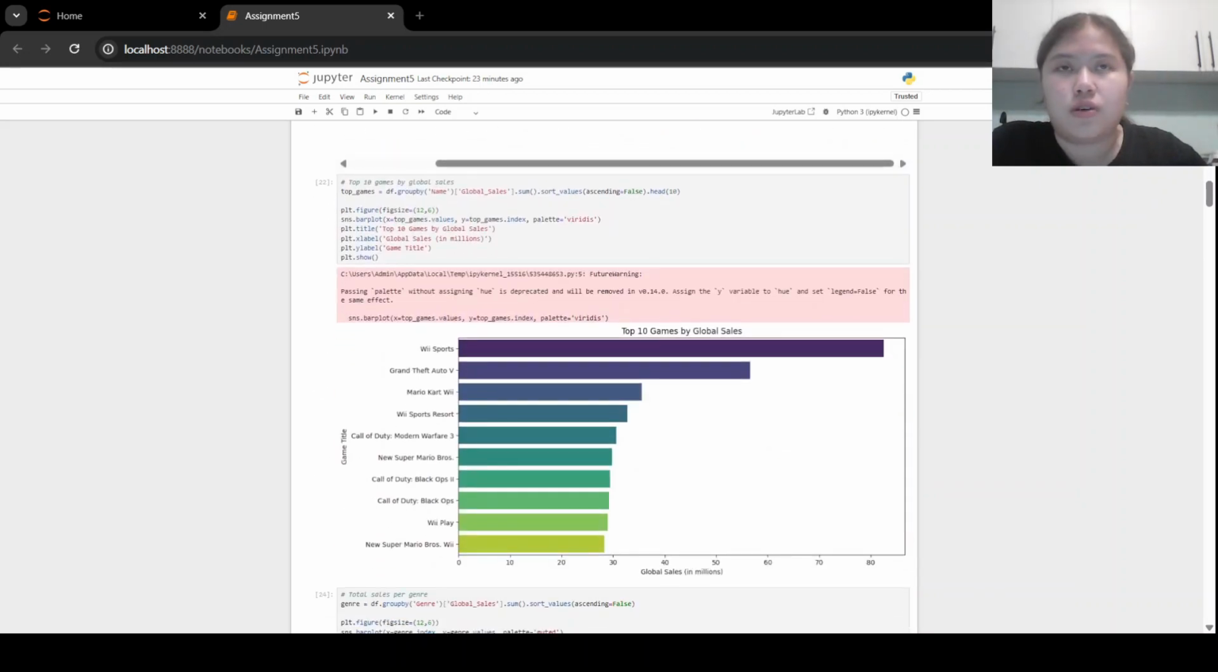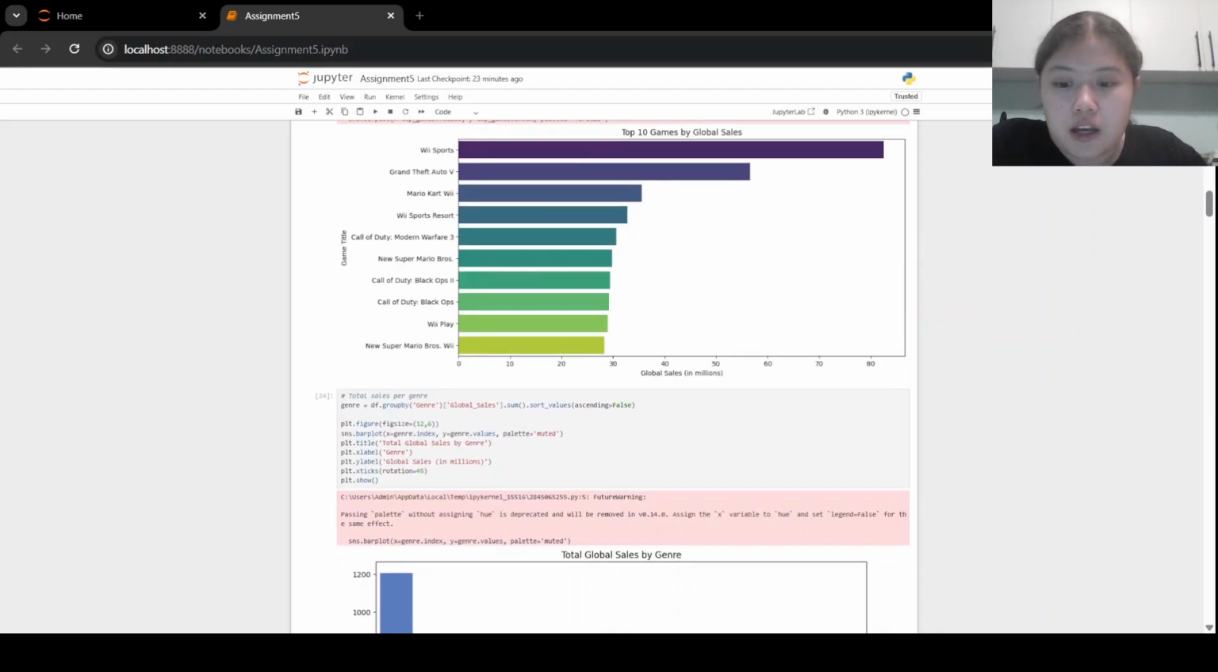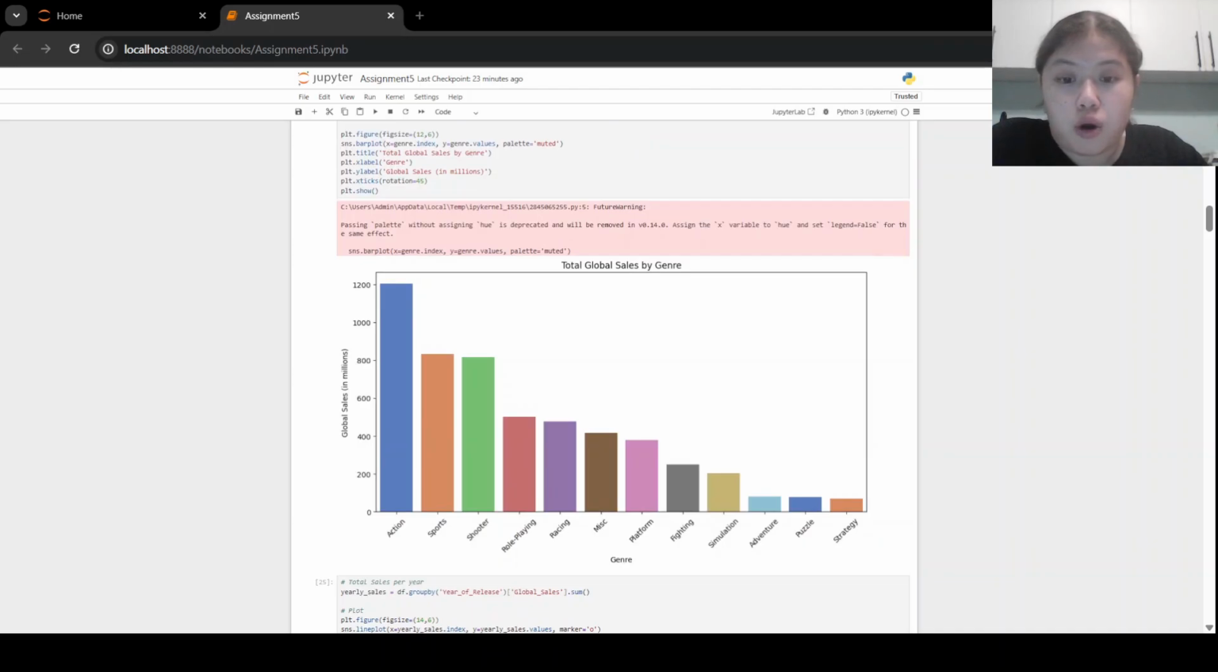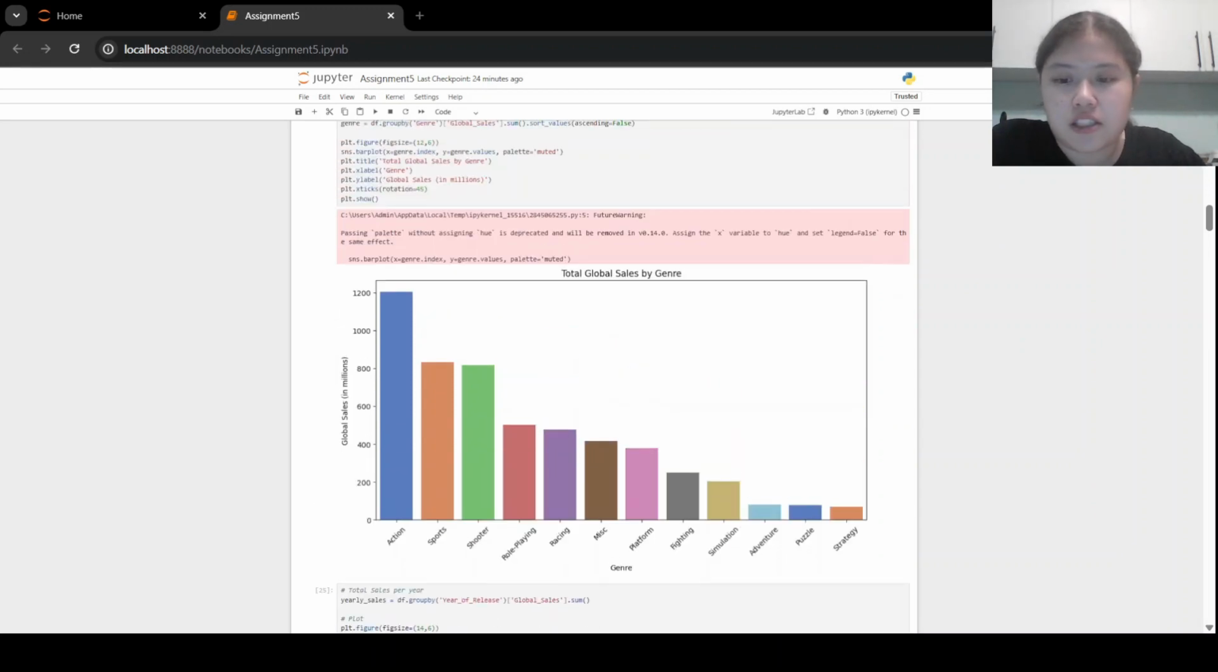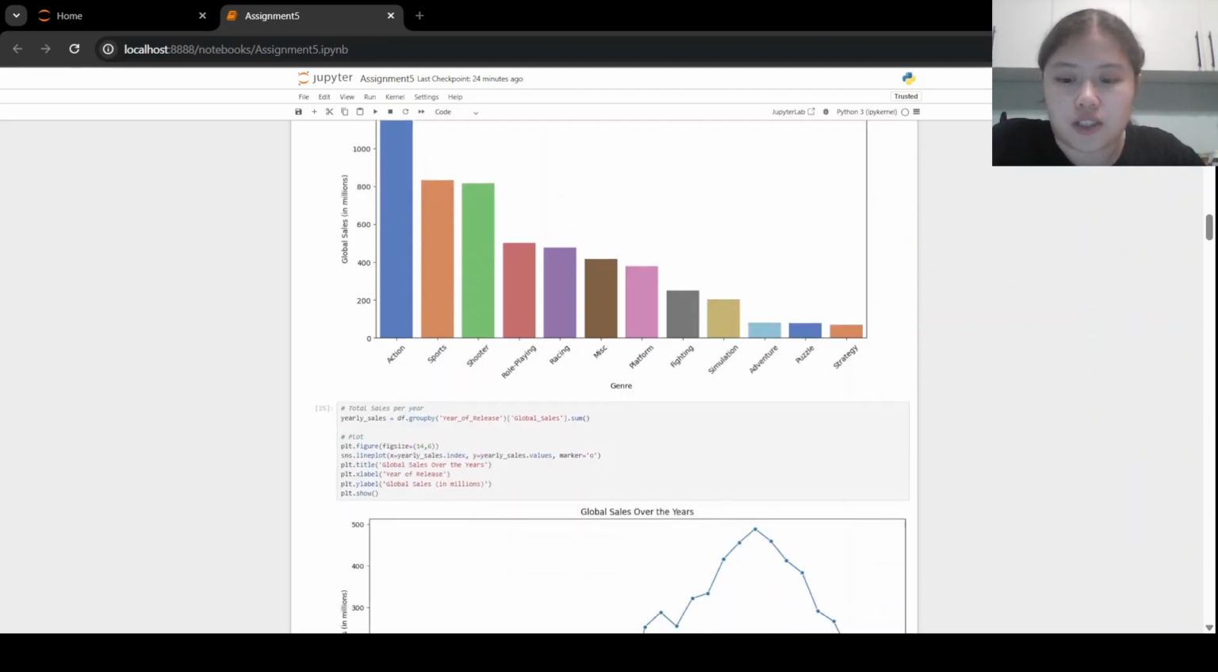And first, we need to understand our dataset better. We need to add some visualizations to see it better. So the first thing we did was to use a combination of matplotlib and seaborn to see the top 10 games by global sales using the bar plot, as you can see here, and also to see global sales by the genre, also using the combination of matplotlib and seaborn. So as you can see, action is far more exceeding than the other genres.